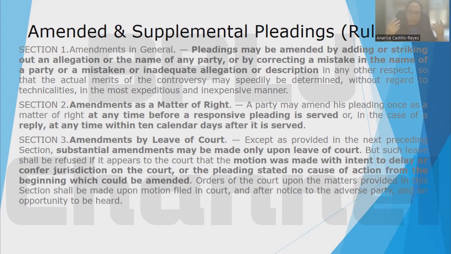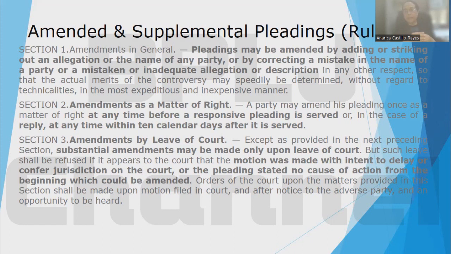So as a general rule, amendments may be made. Any change in the pleadings may be the subject of an amendment. Either you want to add to it or you want to delete something from it. Now, amendments may be a matter of right, or it may be by leave of court. When are amendments considered as a matter of right?